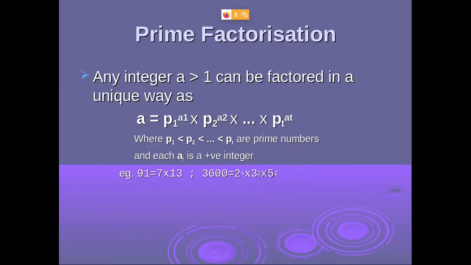Next is prime factorization. Any integer a greater than 1 can be factored in a unique way as a is equal to p1 to the power a1 into p2 to the power a2, like that, up to pt to the power at, where p1, p2, pt are prime numbers and each ai is a positive integer. So any integer can be expressed like this. For example, 3600 is expressed as 2 to the power 4 into 3 square into 5 square, and 91 is expressed as 7 into 13.